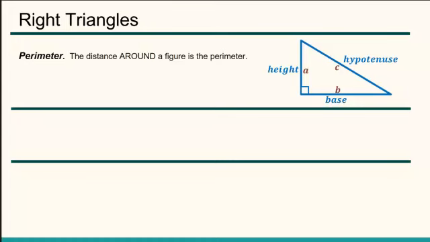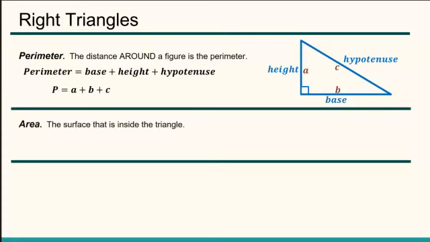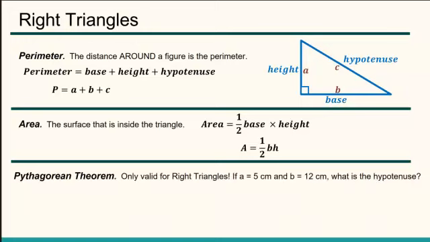Perimeter is still the distance around. Perimeter is still base plus height plus hypotenuse, or A plus B plus C, whatever it is you want to call them. Area is still the surface that's inside the triangle. We still have the area equals 1/2 the base times the height. Nothing changes. This is just a triangle. Area equals 1/2 B times H. Now, Pythagorean theorem is only valid for right triangles. This doesn't work for anything but a right triangle.